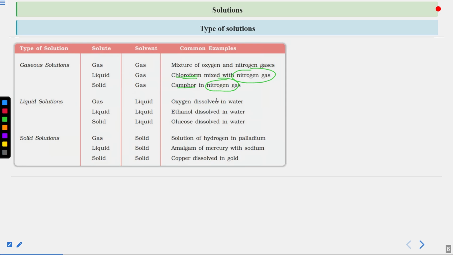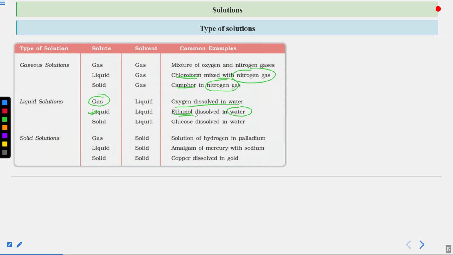Coming on to the next type of solution, liquid solution. If you are dissolving gas in a liquid, we have the example of oxygen dissolved in water. Then you can also take the example of carbon dioxide dissolved in water in your soft drinks. After that, we have liquid in liquid. It's a very easy example to think of. You can take the example of ethanol dissolved in water or milk dissolved in water.